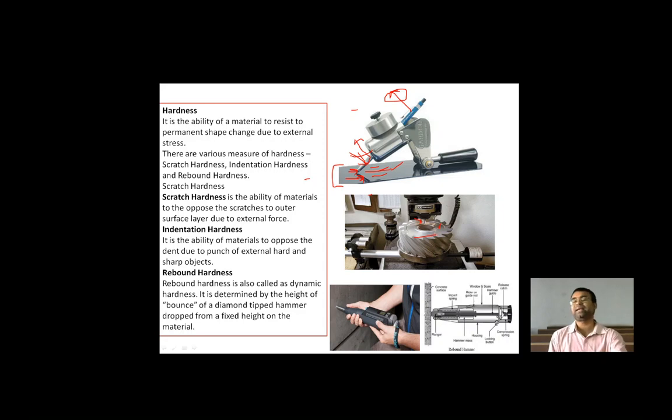And then again, the next one is the rebound hardness. It is also called the dynamic hardness, and it is determined by the height of the bounce of a diamond-tipped hammer dropped from a fixed height onto the material.